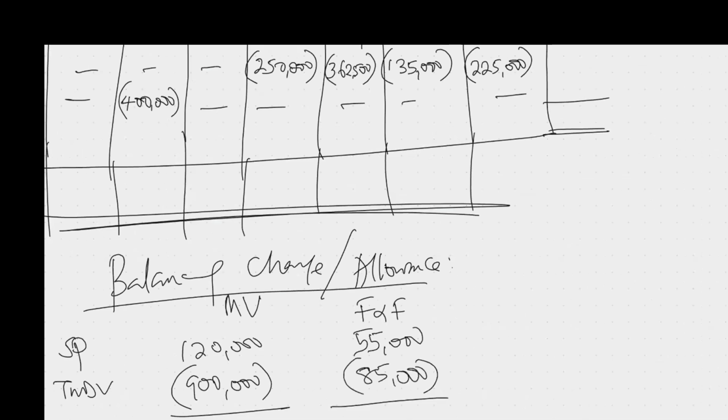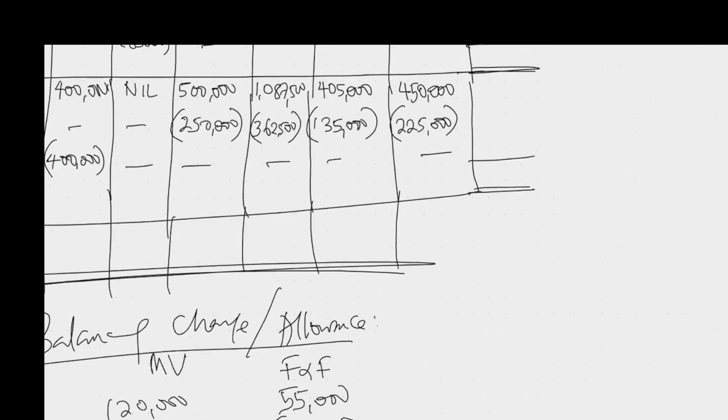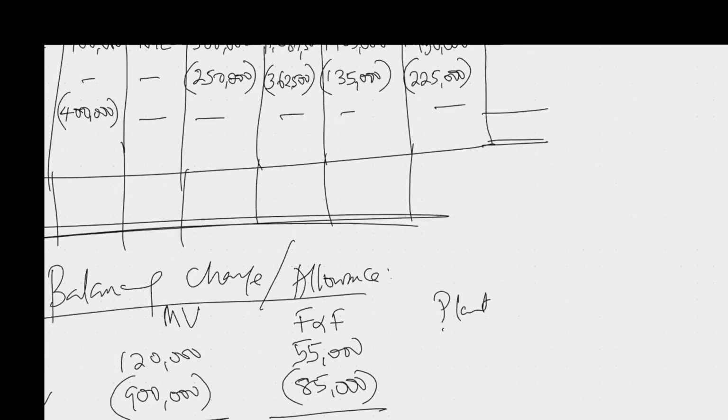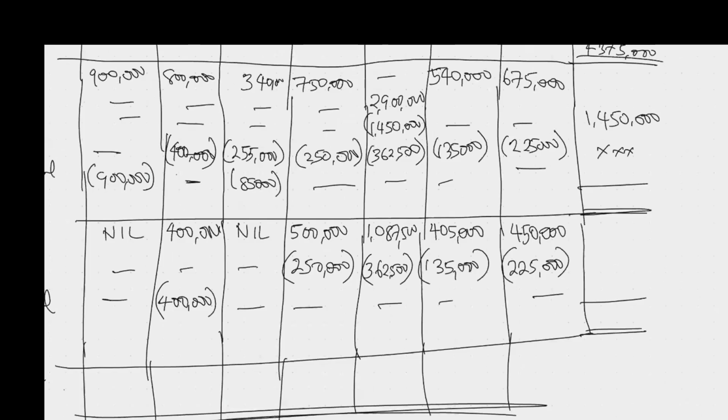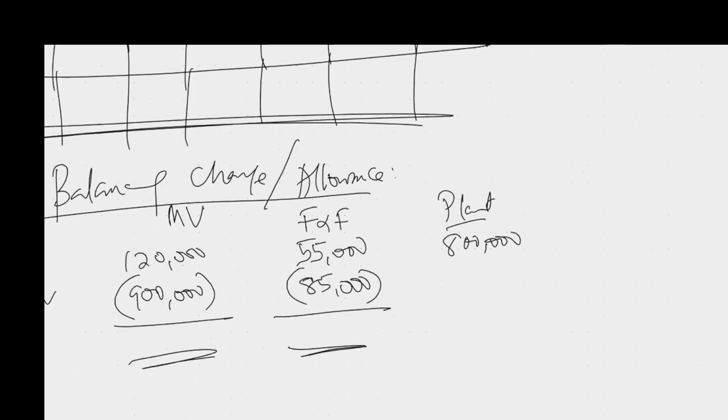The next one, plant 1. How much did they sell it? 800,000. What's our tax written down value at disposal? 400. That's balancing charge. This is 400 balancing charge.